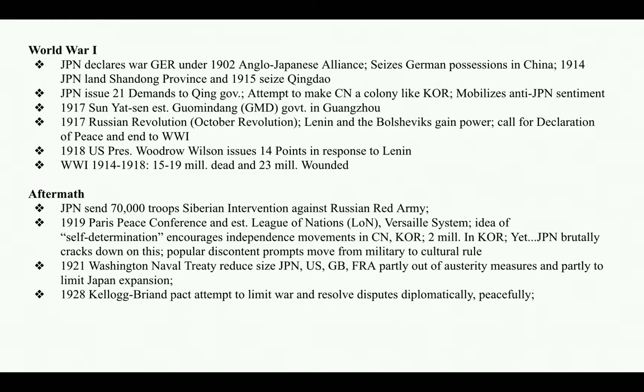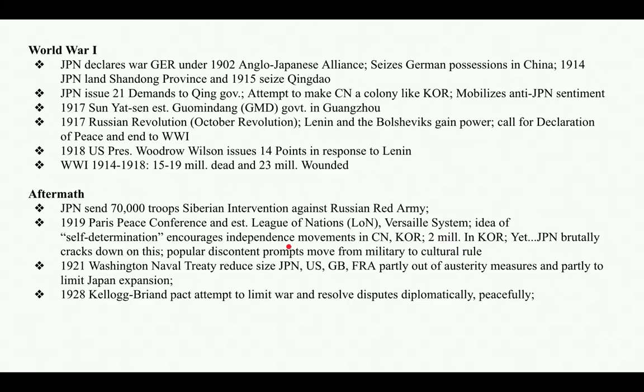Well, in Europe then, concluding World War I, the Paris Peace Conference in 1919 established the Versailles System and the League of Nations, and it encouraged the idea of self-determination for nations. But this didn't really mean independence from colonialism. Nevertheless, it encouraged these independence movements in China and Korea. And in Korea, for instance, 2 million people protested, seeking independence from Japanese rule.